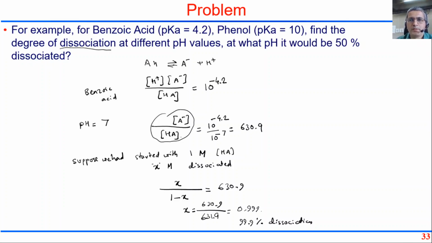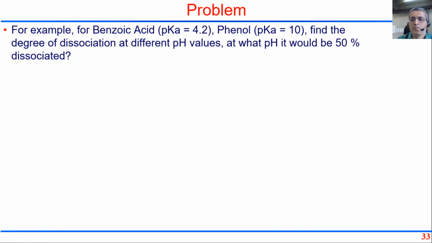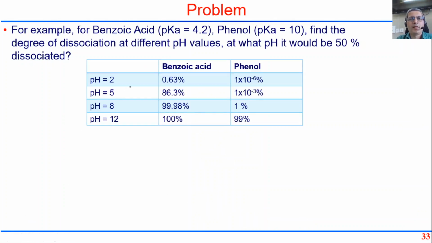So here is the answer. I'm just showing you the answer now. If I take different values of pH, let's say pH 2, pH 5, pH 8, pH 12, you see that for benzoic acid, practically beyond pH 4.5 or 5, all the benzoic acid is in the dissociated form. Whereas for phenol, unless you go to a very high pH, it will be practically undissociated.